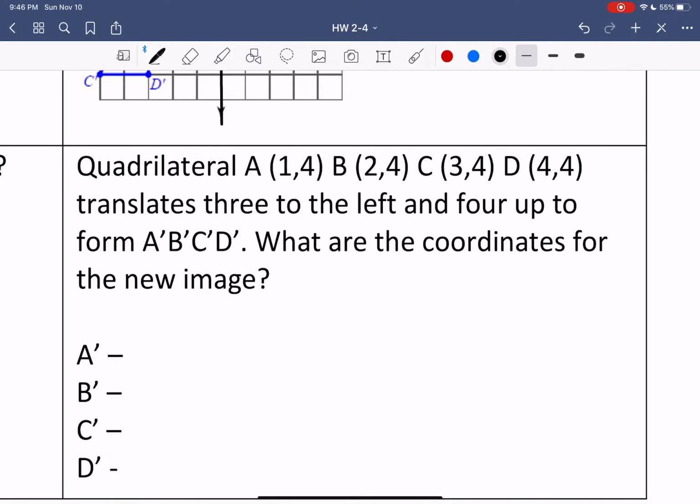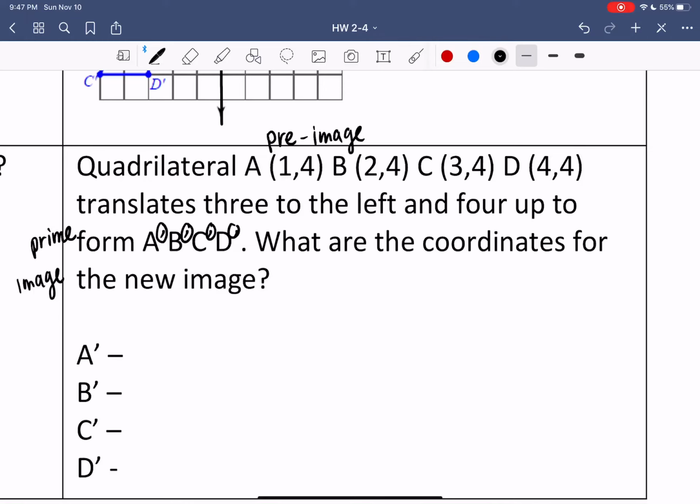On this question, it says quadrilateral A, B, C, D. Translate 3 to the left and 4 up to form A prime, B prime, C prime, and D prime. What are the coordinates for the new image? So these markings, remember, these mean prime, which is an indicator of the image, and these regular letters would be making the pre-image. So if you have graph paper, you're more than welcome to go ahead and plot those points.